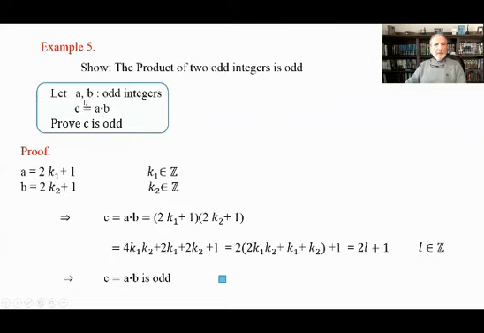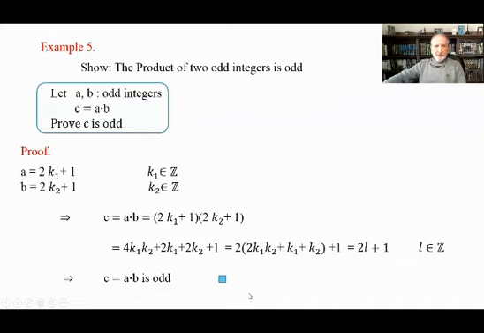So now let A, B be odd integers, and C is the product of these two numbers. We need to prove C is odd. Again, A is 2k1 plus 1, B is 2k2 plus 1. Now C is equal to A times B. We multiply these two numbers together. You get 4k1k2 plus 2k1 plus 2k2 plus 1. Obviously, you can see that all of these are even, plus 1 here. So you get 2 outside: 2k1k2 plus k1 plus k2, plus 1.